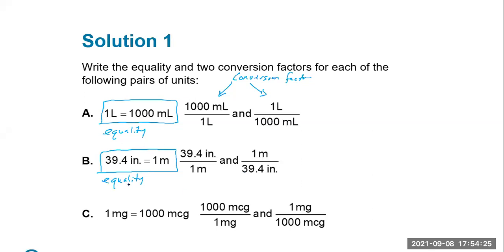And here, 1 milligram, I can't say that right, 1 milligram is equal to 1,000 micrograms. Sometimes they use this abbreviation, the little U-ish. And again, that's an equality, and again, our two conversion factors could come from it. Any questions on equalities and writing conversion factors?